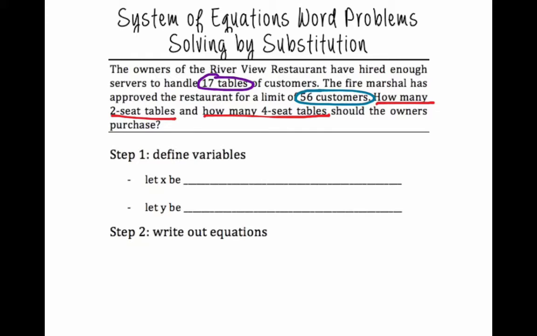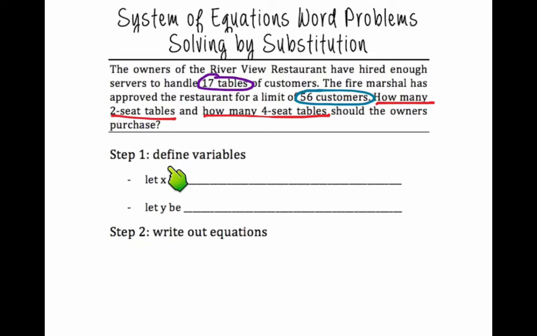So as we're defining our variables, we really need to think about what are we looking for to answer? What questions do we have? Well, that's this right here. How many 2-seat tables and how many 4-seat tables? So let's use our variables for those. X and Y are the common variables, but we could use other variables. But in this case, it doesn't make sense to use anything else.